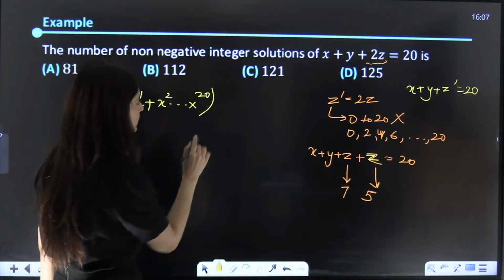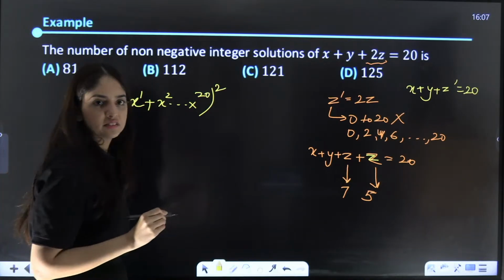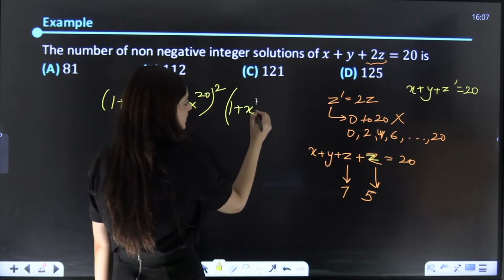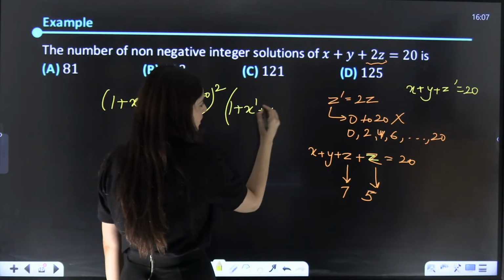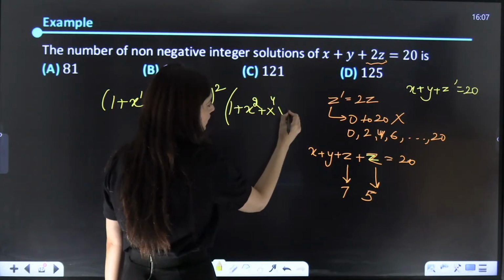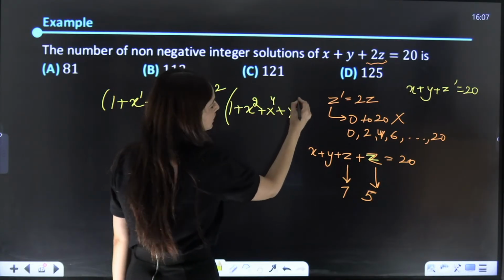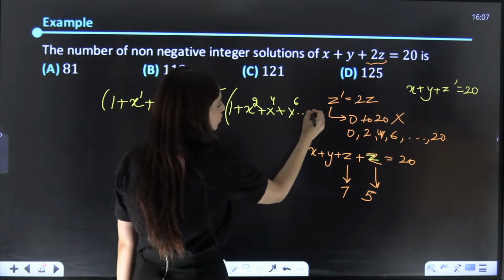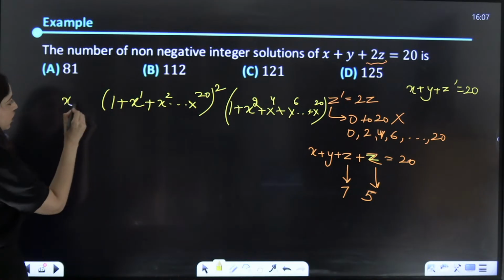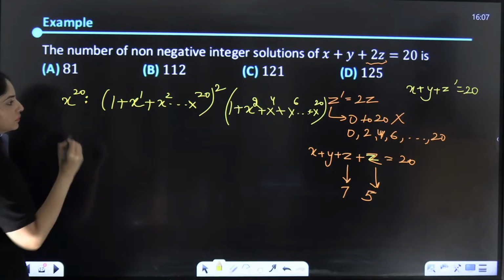That is the possibility for both x and y. But for z dash, we have 1 plus x raised to power 1, x raised to power 2, 0, 2, then 4, then 6 up to x raised to power 20. And we have to find the coefficient of x raised to power 20 here.